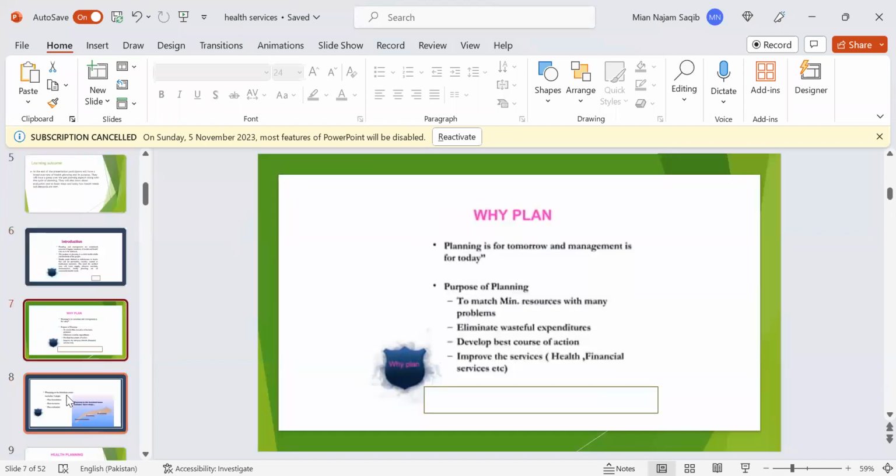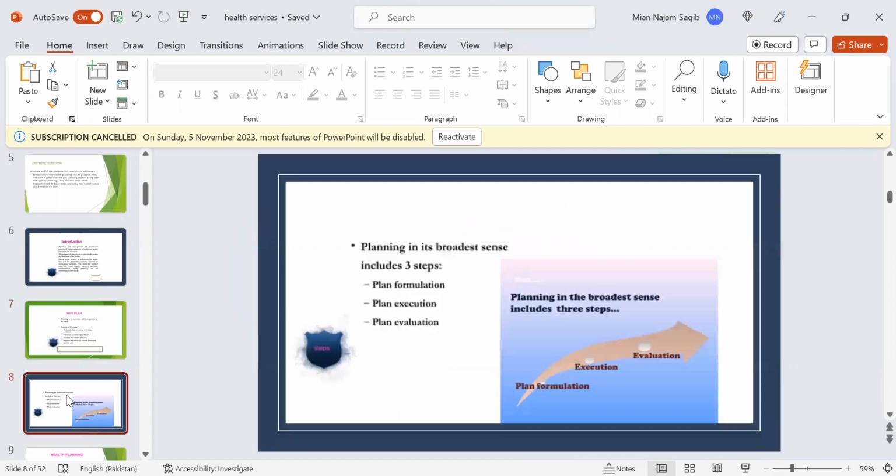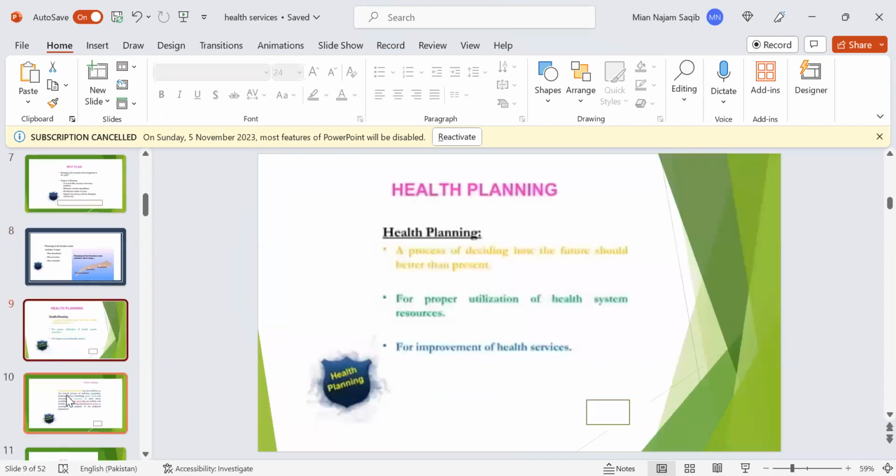Why plan? Planning is basically for tomorrow and management is for today. The purpose of planning: to match minimal resources with the problems, eliminate wasteful expenditures, develop the best course of action, and improve services to include health, financial services, etc. Planning in the broadest sense involves three steps, which include plan formation, execution, and evaluation.